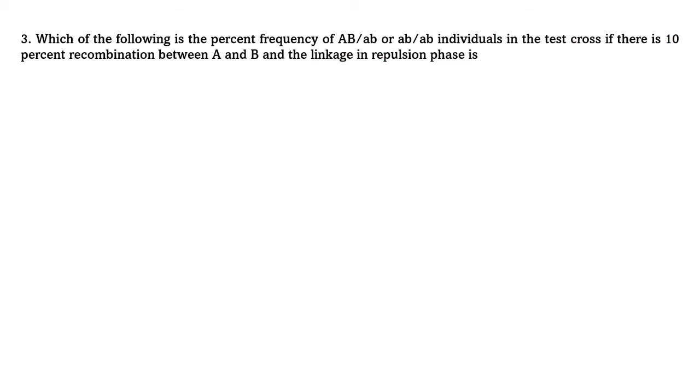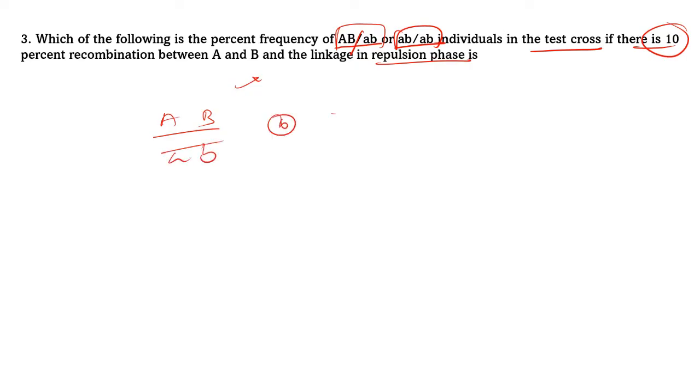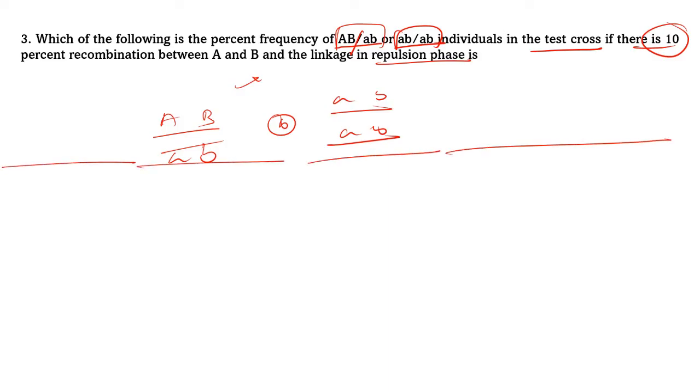Next one. Which of the following is the percent frequency of capital A, capital B bar small b, or small a bar small b individuals in the test cross, if there is 10% recombination between A and B and the linkage is in repulsion phase. They are saying that there has been a test cross, and we need to find the frequency of capital A B, small b, or small b, small b. They have also mentioned that the 2 genes are linked in repulsion phase, right?